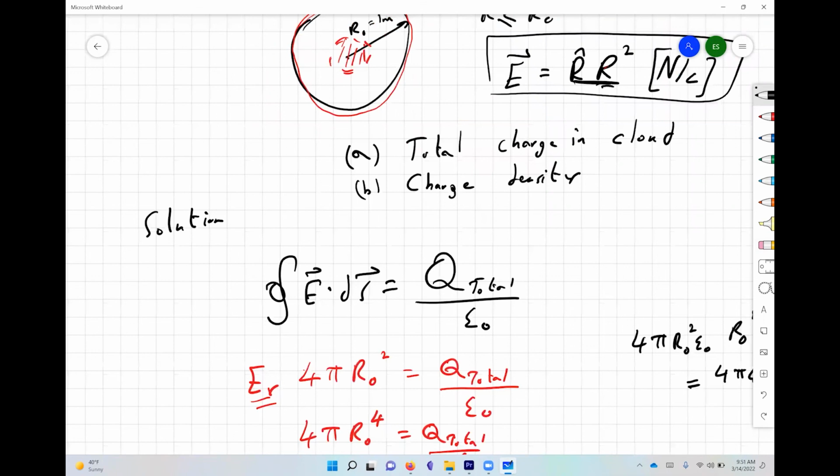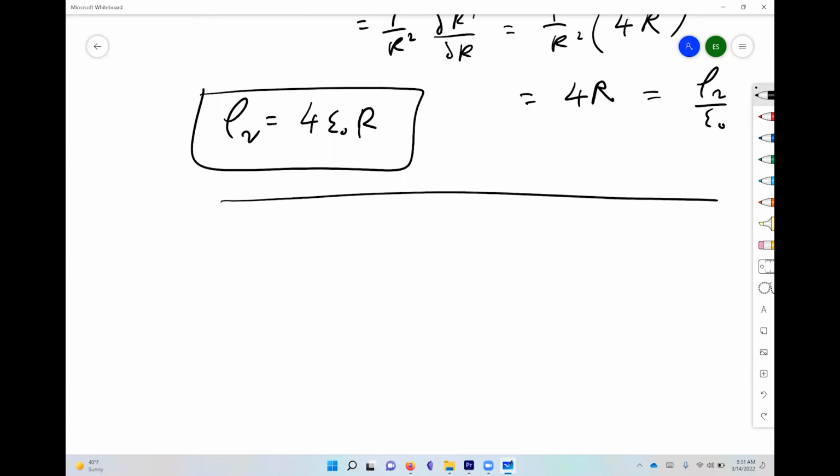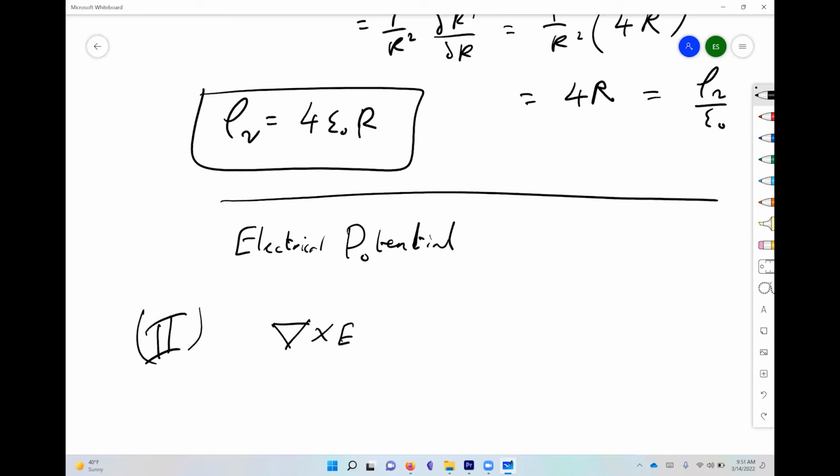So we have now two methods to solve for the electrostatic field. We have direct application of Coulomb's law using superposition. We have the Gaussian way of doing it using the postulate. But then, we can now use the second postulate and introduce what's called the electrical potential. Remember, the second postulate was that curl E is 0 and the circulation of E dot dl is 0.